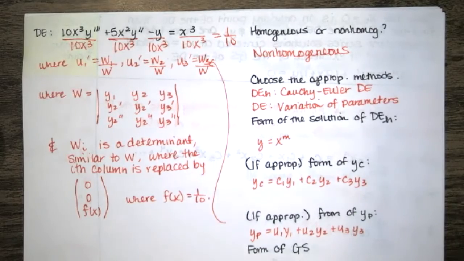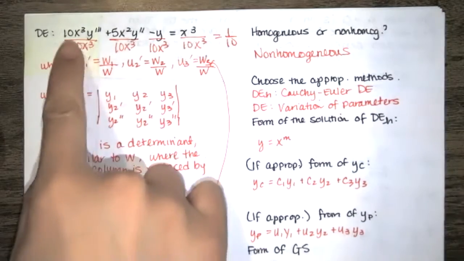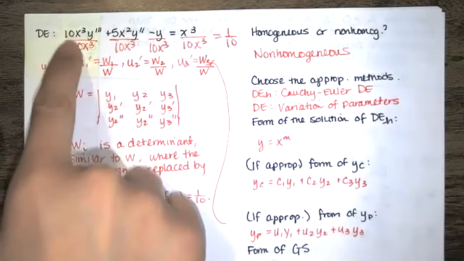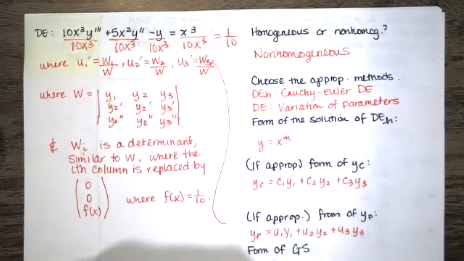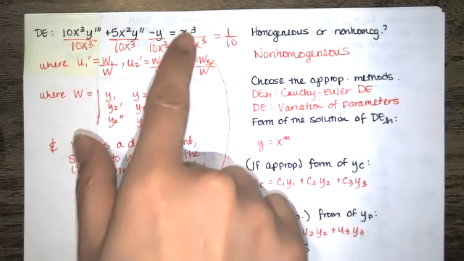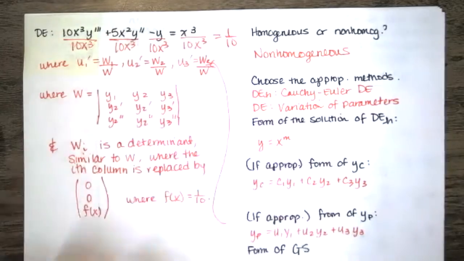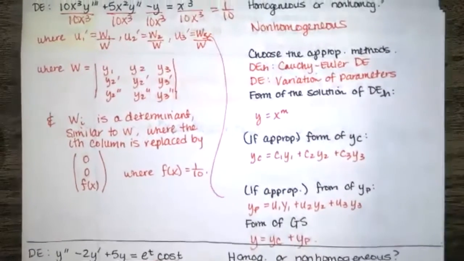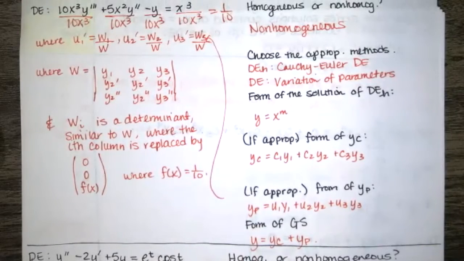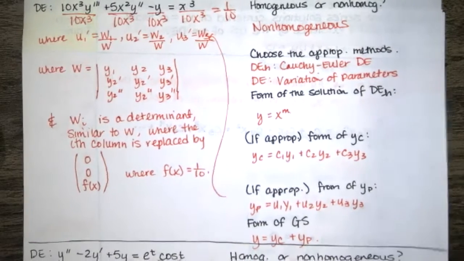And if you're saying to yourself, what is f of x? To find f of x, you take this differential equation, you divide out that leading coefficient, because we need the leading coefficient to be 1 in order to identify f of x. When we do that, we get this, which simplifies to 1/10. So our f of x is 1/10. So that's the first one. And then the form of the general solution is y sub c plus y sub p. Here's our next one.